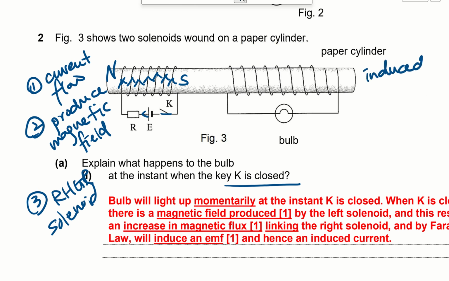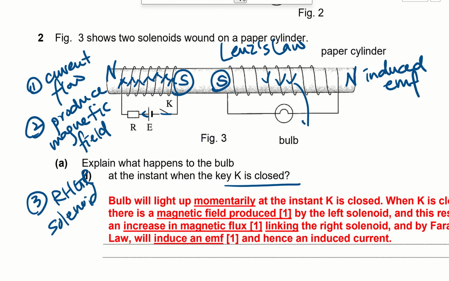What is the direction of the induced current flow? Because this is a south, it must oppose it according to Lenz's law, right? So over here will also be a south. If south, then here is north, then you apply your right hand grip rule for solenoid again, and you'll find that the induced current will flow in this direction.